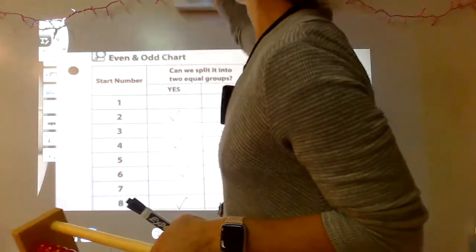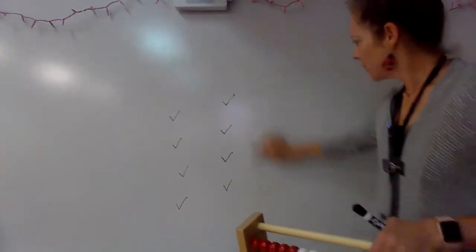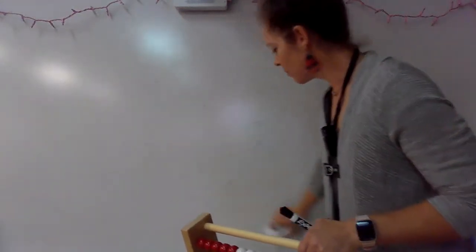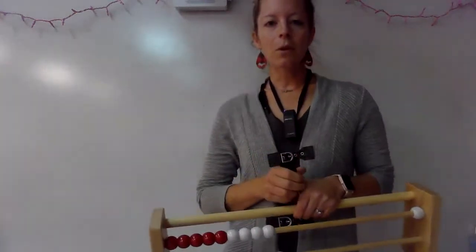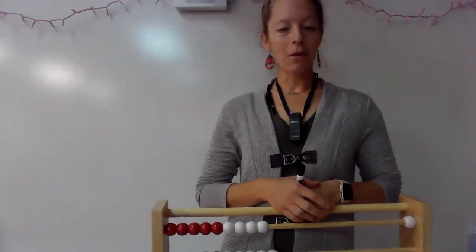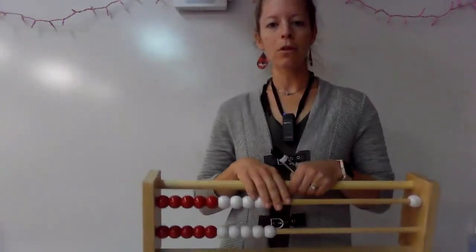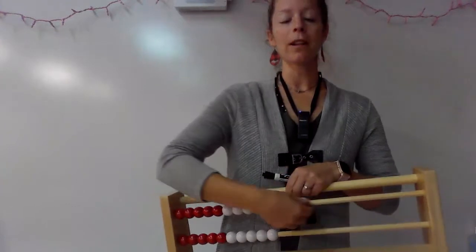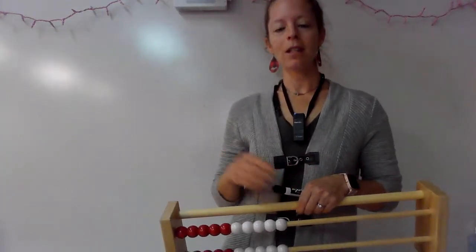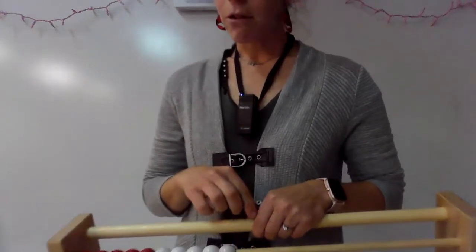Now, I'm going to get rid of that chart. I would like you to finish the numbers. We did 1 through 8 together. If you could do some more, maybe 9 through 16 or 9 through 13, whatever is good for you. If you could do 3 more numbers, or if you want to go all the way to 20 and show me if it can split into 2 equal groups and if it's odd or even, that would be great.